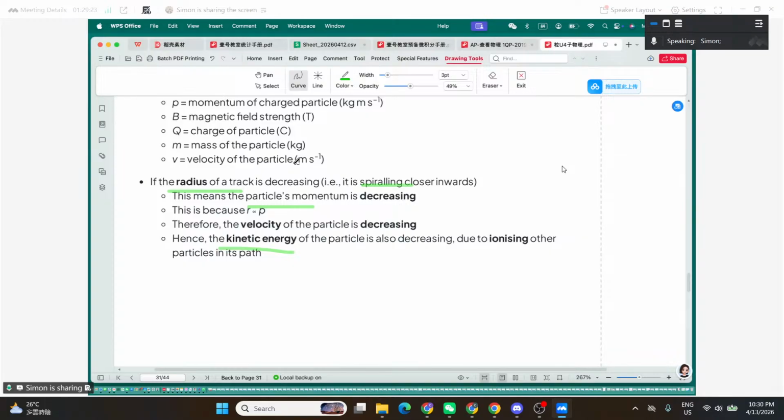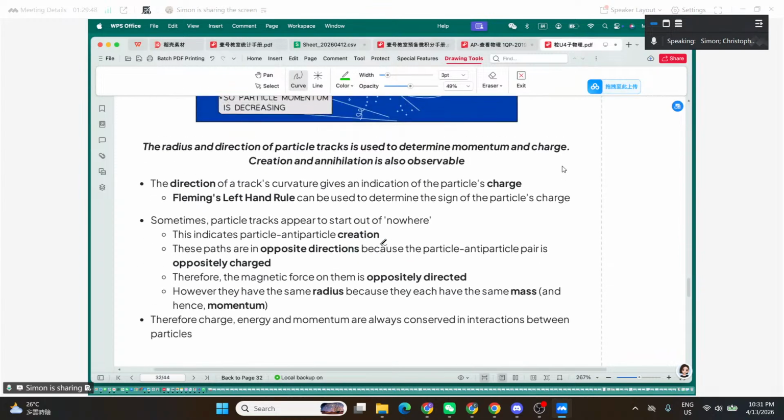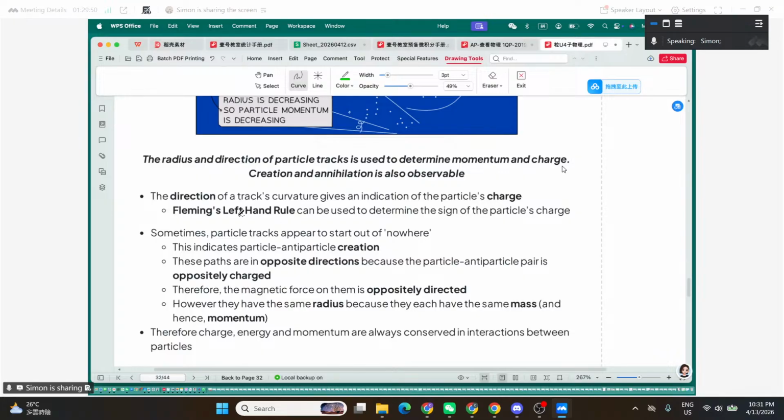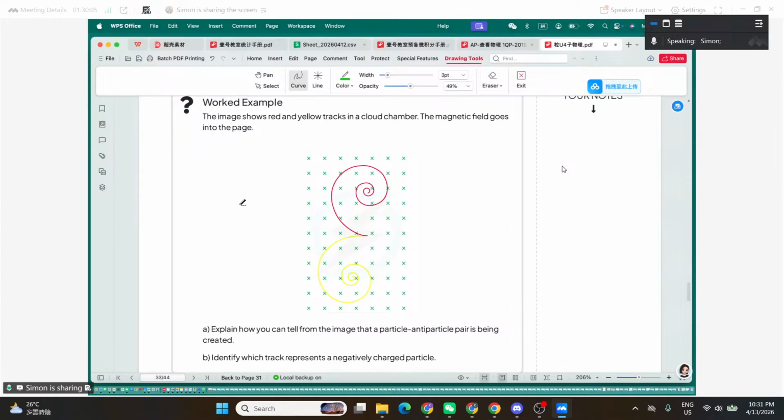So there are links between them. Understand? And the reason is due to ionizing other particles in the path. So we got this graph, and the topic always wants us to use Fleming's left-hand rule to determine the sign of the particle charge. This is the final worked example.